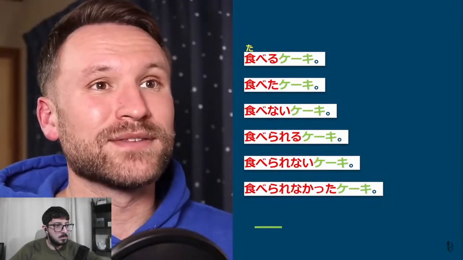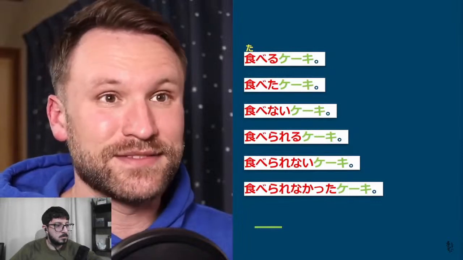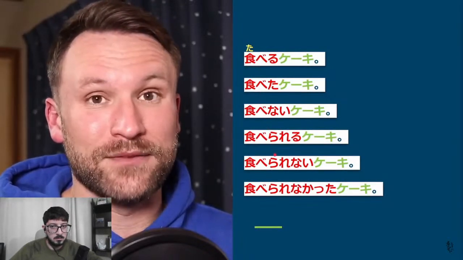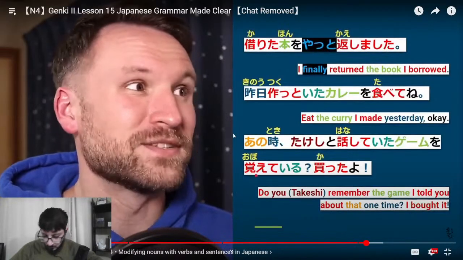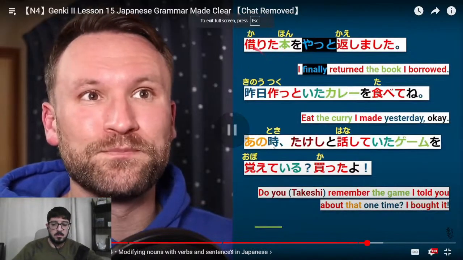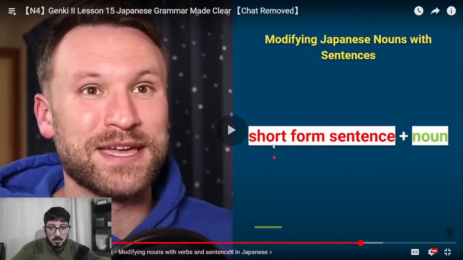Now, modifying nouns, it's the same as modifying nouns with adjectives, い-adjectives, な-adjectives, whatever. It's just that you can actually do it with verbs as well. You just need to do it in the casual forms, the base forms, or whatever you want to call them. So some examples of this would be 借りた本. So it's just the verb, 食べるケーキ. It can be any tense.